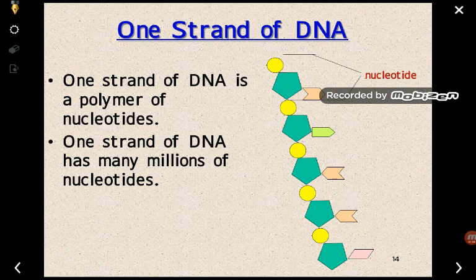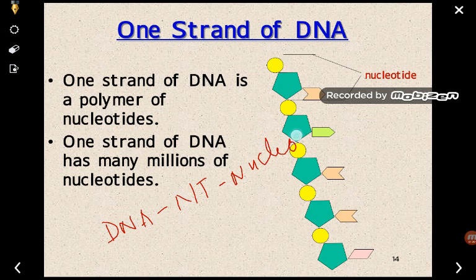And one strand of the DNA, you know, consists of nucleotides, and a nucleotide consists of a nucleoside. So what is a nucleoside? You can say that a nucleotide consists of phosphate plus nitrogen base plus sugar. When all these three components come together, it forms the nucleotide.